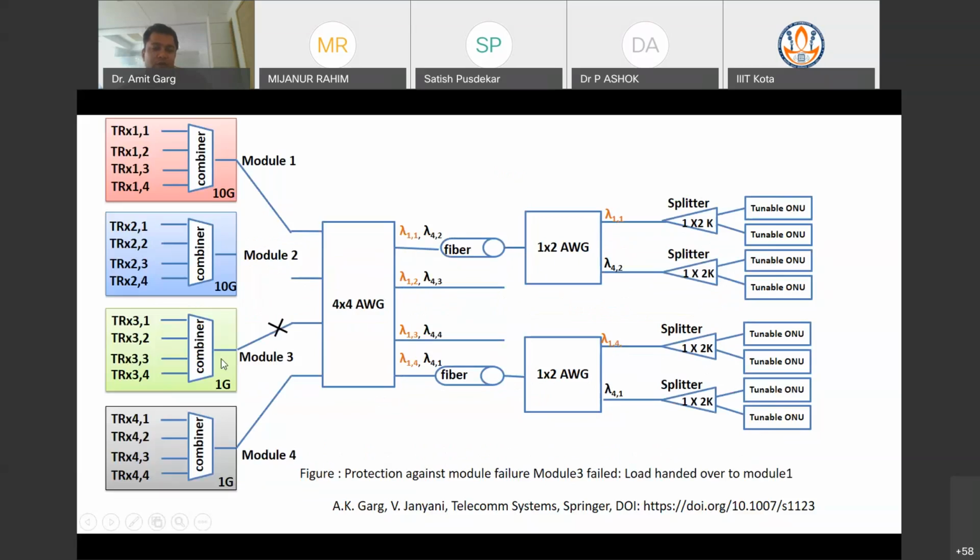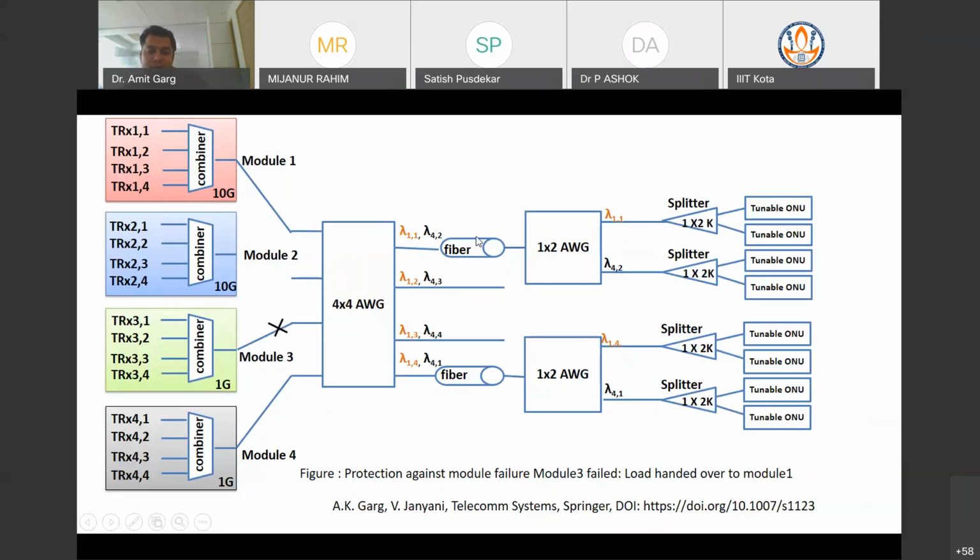Suppose at some particular instant of time the network is operating with module 3 and 4, and this link failed or got disconnected, or there may be some break or whatever the reason. Then what we can do? If you observe, the users supported by this module 3 are the same as those supported by this module 1. So immediately we can switch on this module 1. The services provided by module 3 are taken care of by module 1.